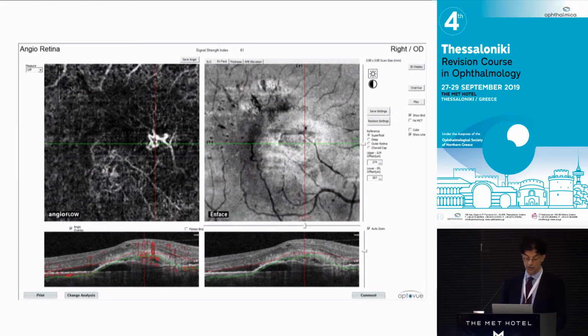So that's the CNV complex. Let me just get the red pointer on here. Yeah, so that's the CNV complex. The Y here is the superficial retinal vessel. That's a projection artifact, and that's the CNV complex.